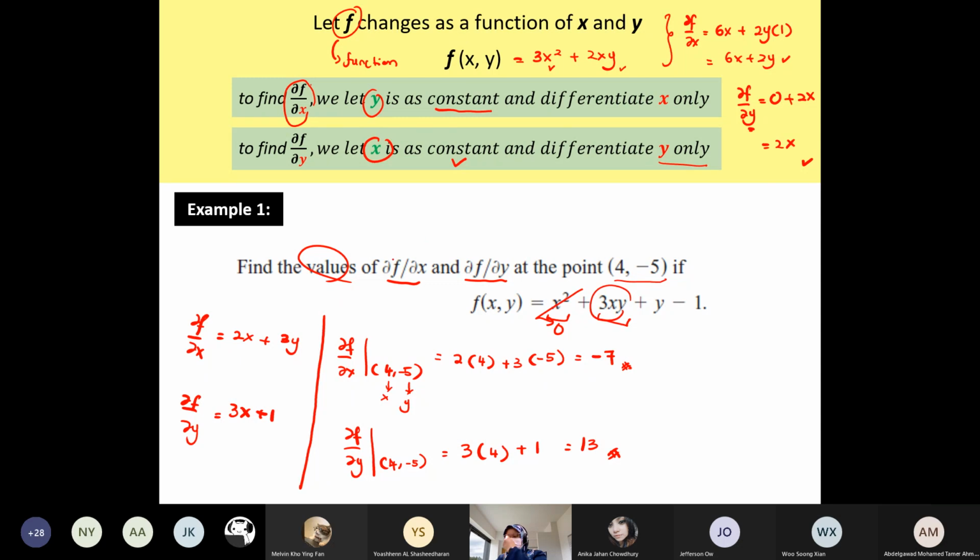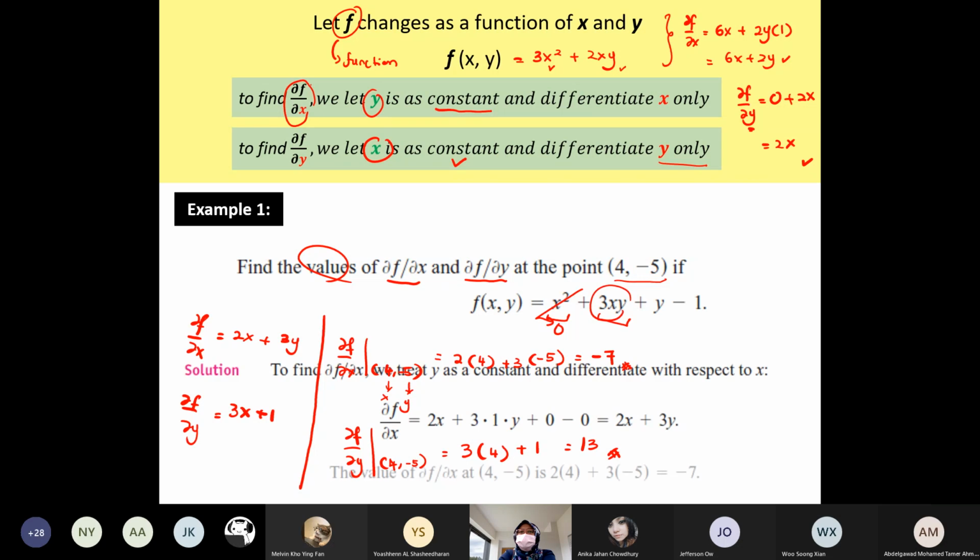Any question for the first example? Miss, is that the value of the gradient for the graph? Yeah, for this one, I can say that let's say you have this function. Gradient is dy over dx. Yes. So if you find the gradient, it is also equivalent to the partial differential. Oh, okay. Thanks, Miss.